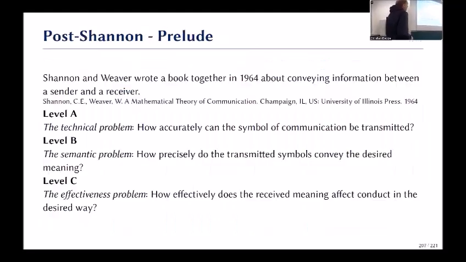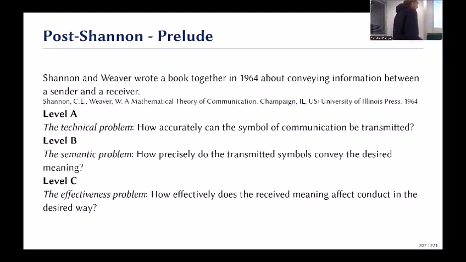And here, as a prelude, we already talked a little bit about what we call Post-Shannon theory, but already Shannon and Weaver wrote a book together in 1964 about conveying information between the sender and the receiver. They have three levels. They speak about level A, level B, and level C. And level A is a technical problem. How accurately can the symbols of communication be transmitted? And this is somehow what we now call Shannon theory, and what we realized already, and that's the known part.